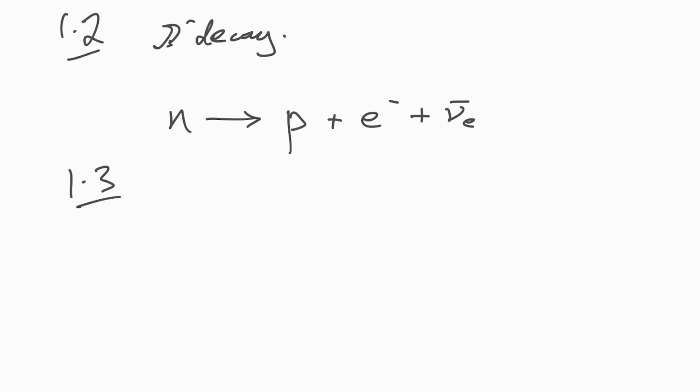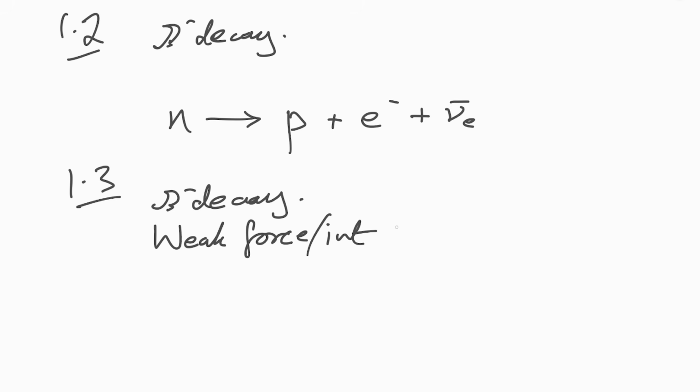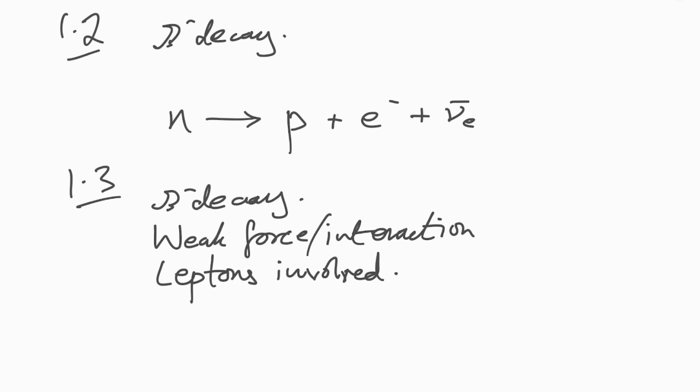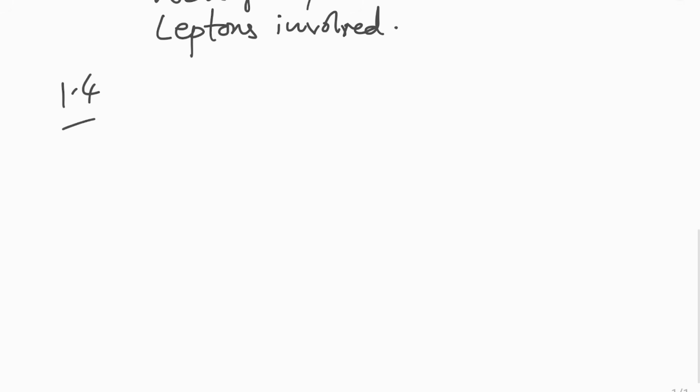1.3, explain which of the fundamental interactions is responsible for the decay of a neutron. So again, it's beta minus decay, and this is the weak force, or weak interaction. How do we know that? Because there are leptons involved. Whenever there are leptons involved, it has to be the weak force. Nice start so far.